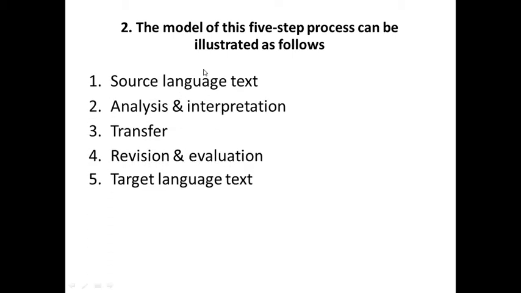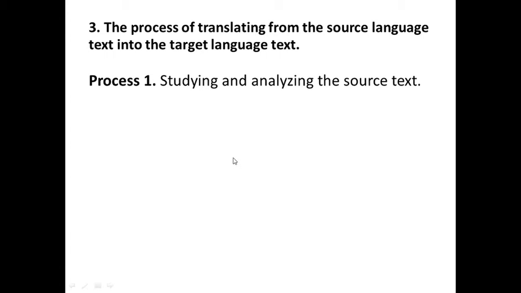Okay. So number two, the model of the five-step process can be illustrated. You have to know the source language text, analyzing and interpretation, then transfer. This is a keyword. Then revising and evaluation, and the target language text. So this is the process of translating from the source language text into the target language text. Now we are talking about the process.